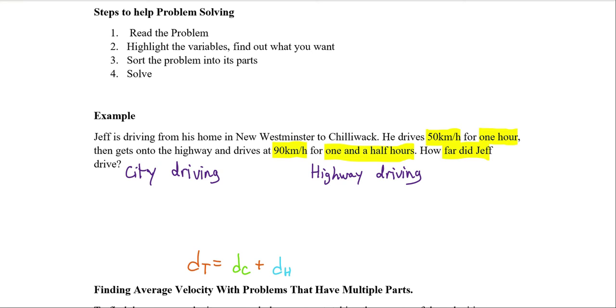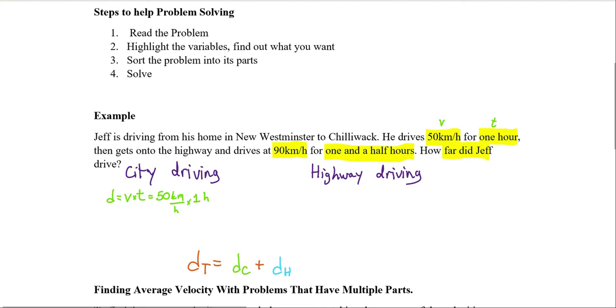First, how far did Jeff go in the city? Well, looking at our formulas, the one that is going to help us find how far is the distance version. Distance is equal to the velocity multiplied by the time. Now we have the velocity here, and we have the time here. He drove 50 kilometers per hour in the city for 1 hour. So I'd say he drove 50 kilometers per hour multiplied by 1 hour.